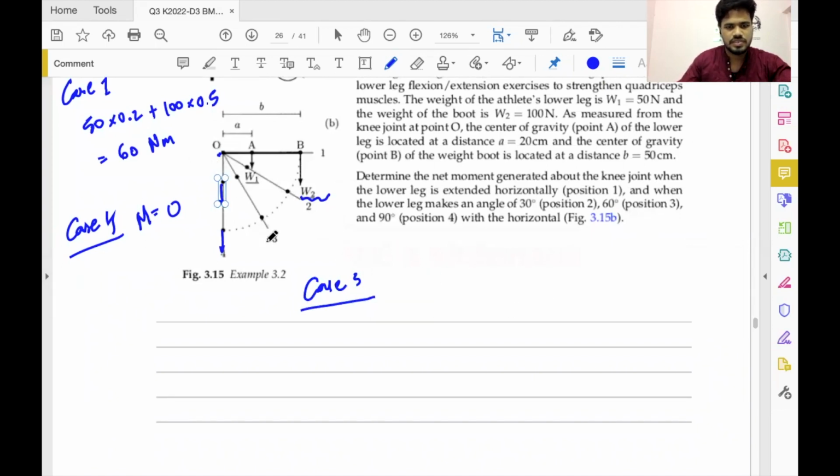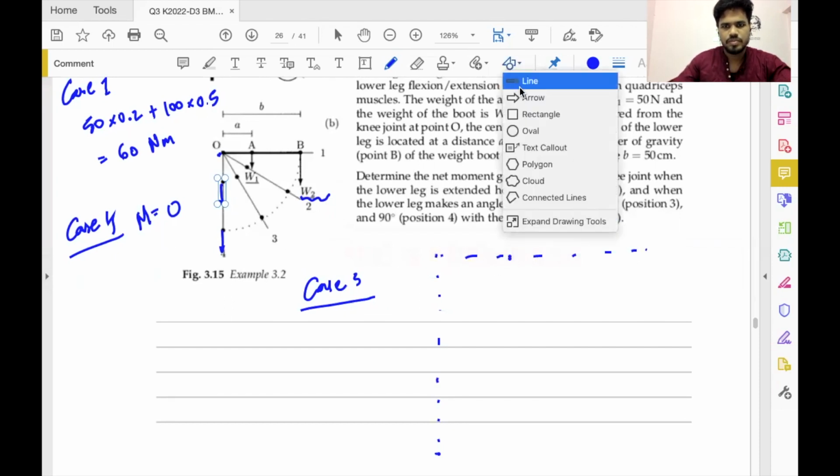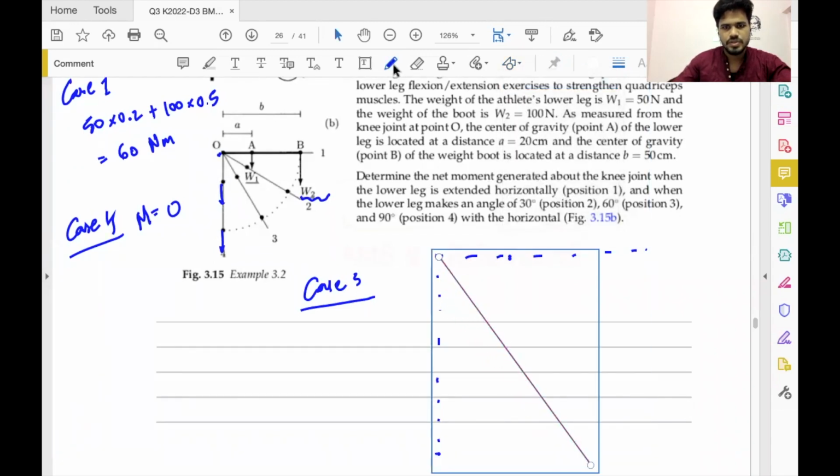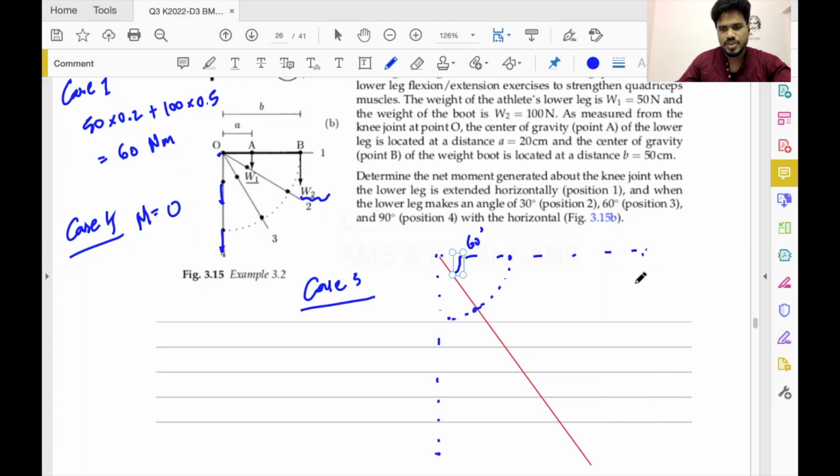So case 3 is this. For clarity, we have the vertical line. Okay, what was here at 20 centimeter? Okay, now things are at an angle 60 degrees. So this angle is 60 degrees. What was here kind of moved to this point. What was here kind of moved to this point. So obviously corresponding to that, their moment arms, that is this distance, decreased.